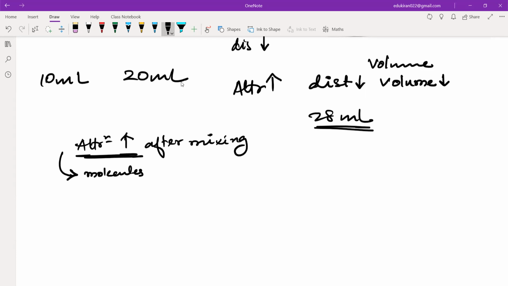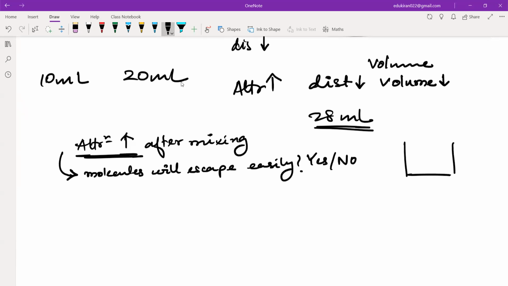molecules will escape easily, yes or no? ये बताइए आप लोग। आपने यहाँ पे लिक्विड रख दिया, right? Here you have liquid and the attraction between A and B is very strong. अब ये बताइए, what they will be easily getting out, they will be easily escaping out, evaporating out, or there will be difficulty? Tell me. Molecules will escape easily, yes or no?